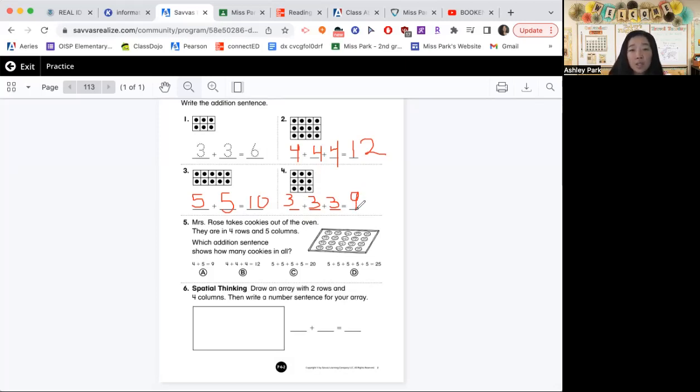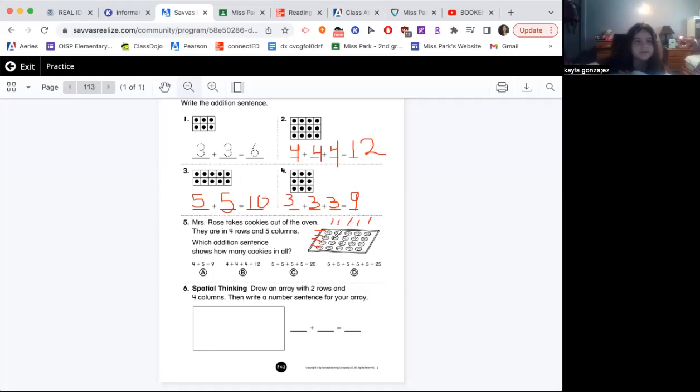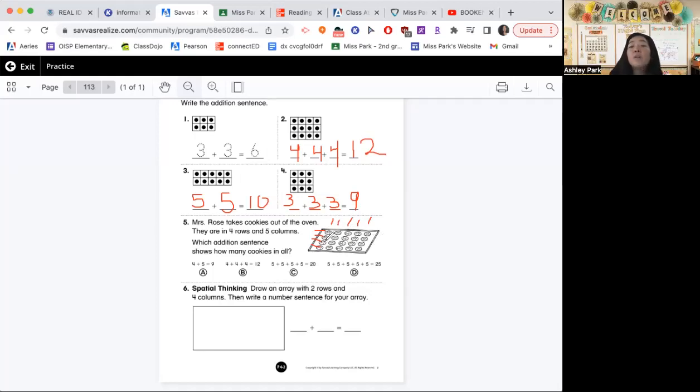All right, Mrs. Rose takes cookies out of the oven. There are 4 rows. 1, 2, 3, 4. And there are 5 cookies in each row, which means that there are 5 columns. 1, 2, 3, 4, 5. Which addition sentence shows how many cookies there are in all? So C, you're going to do 5 plus 5 plus 5 plus 5.